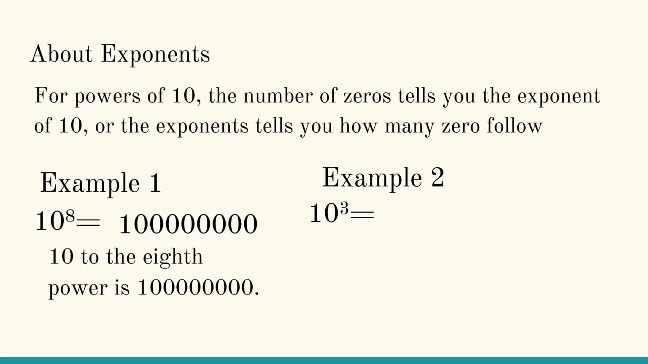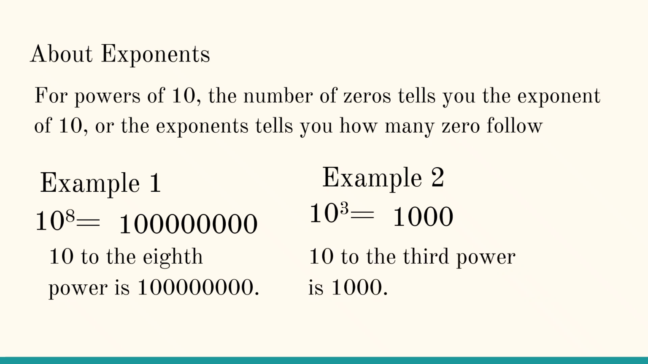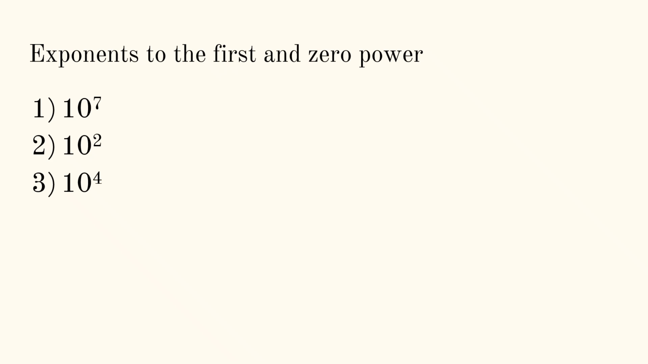Example 2, 10 to the third power equals, same as before, we're going to write the 1 and then the exponent tells us how many zeros. So that'll be 1,000. So 10 to the third power is 1,000. All right, now go ahead and try these examples on your own. I'll give you a few seconds.